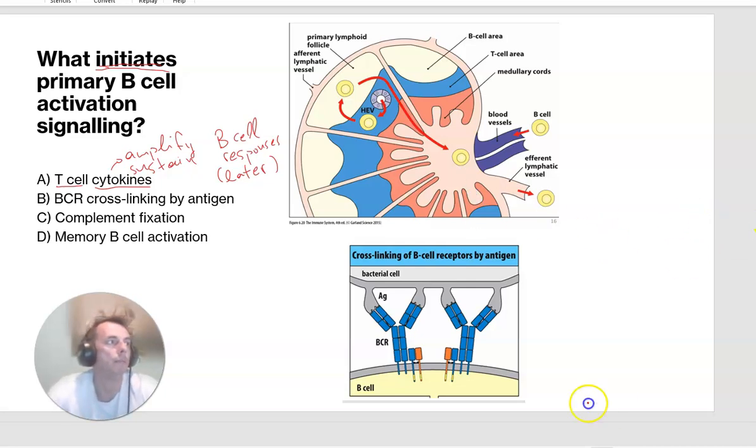Could it be complement fixation? Well, complement can enhance antibody responses, opsonize pathogens, but it doesn't start B cell activation. Complement receptors act as co-receptors to lower activation threshold. We'll look at that in our next video, but they are not the primary initiators.